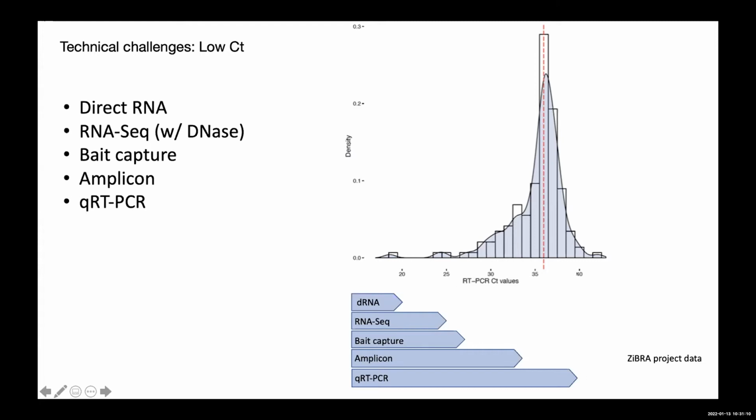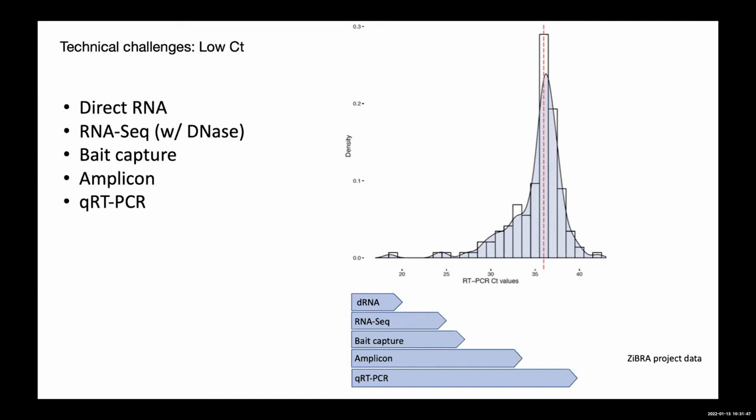The highest sensitivity would be the diagnostic qPCR for the reasons I just mentioned. And then following that, you have the targeted methods, amplicon and bait capture, which might work up to CT 33 maybe, and CT 26, 27, something like that, depending on other factors. And then at the lower end of the scale, you've got your metagenomic methods like RNA-seq and direct RNA. Direct RNA particularly is quite poor for this because it requires so much input, and also is untargeted.